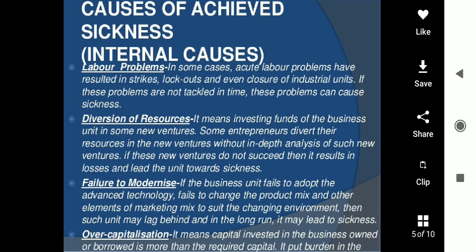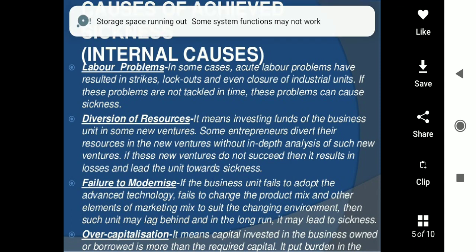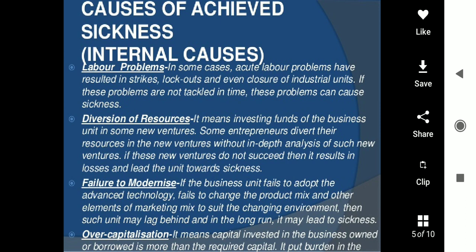And one thing is overcapitalization. As you know, financial management deals with the fact that there must be neither inadequate funds for the business nor excessive funds. The appropriate funds should be there in the business. If you utilize your capital for more production, it will further lead to extra cost. You need a warehouse for storing your products. Suppose there is a natural calamity, then what will you do? Your product will be damaged and you will suffer a lot. So these are the causes of sickness.